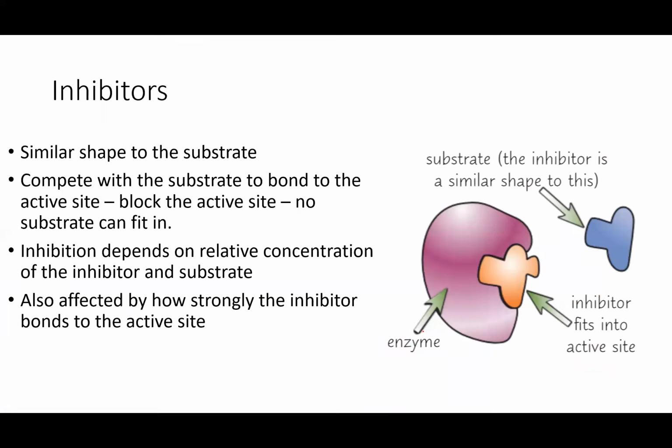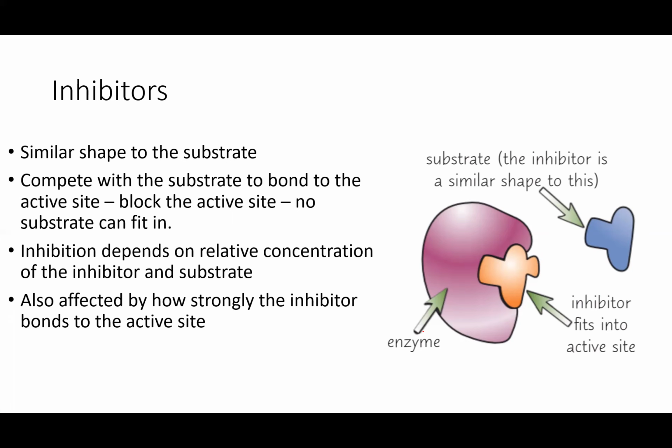Inhibitors are something else that we're going to have a little look at now. Inhibitors slow down the rate of reactions. Molecules could have a very similar shape to substrates, and if a molecule comes along that has a similar shape to a substrate, it acts as an enzyme inhibitor. What they do is they compete with the substrate to bond to the active site. And when they bond to the active site, no reaction follows. They block the active site, so no substrate can fit in.